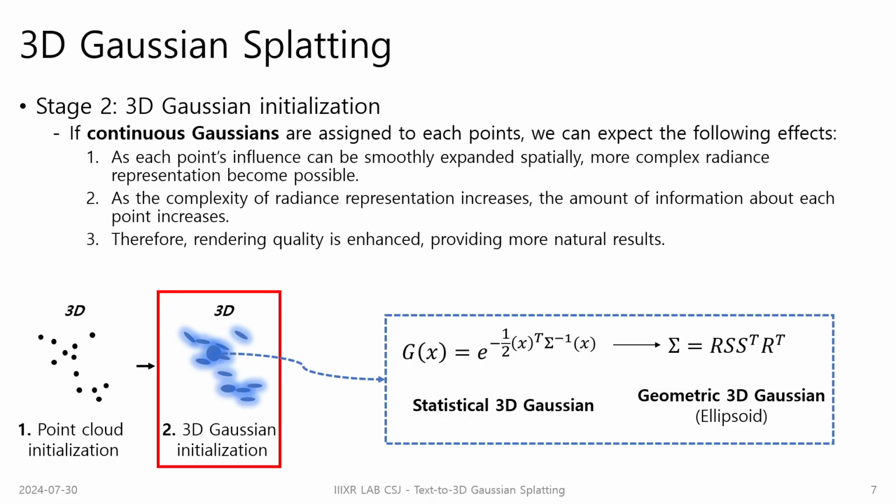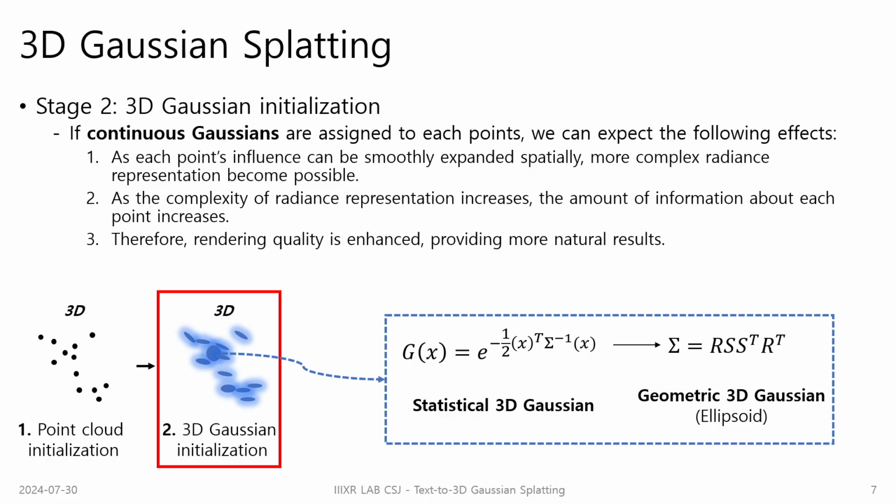Second, a 3D Gaussian is assigned to each point. From a geometric perspective, a 3D Gaussian is identical to an ellipsoid, which helps fill the empty space in a sparse point cloud. This leads to much higher quality rendering results compared to traditional point-based 3D representation.